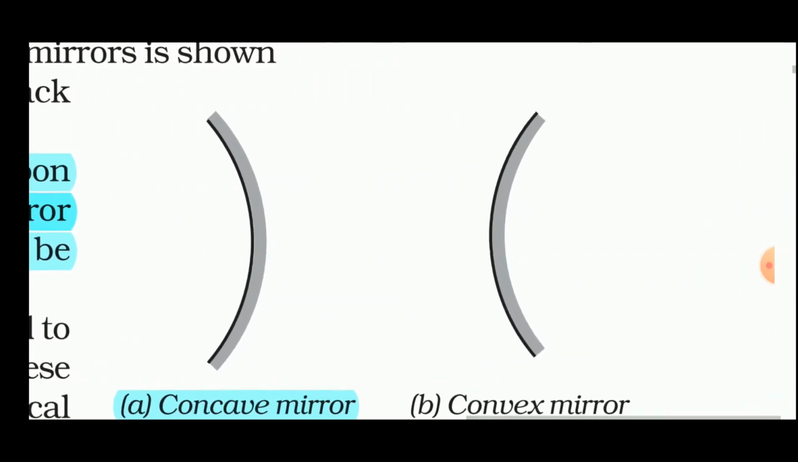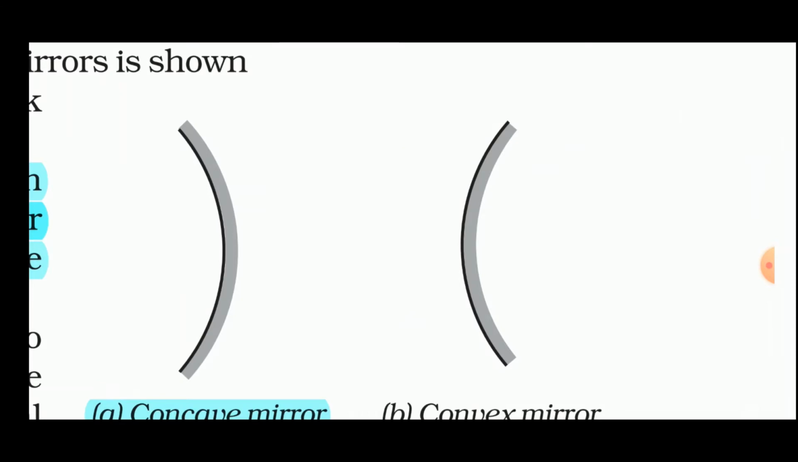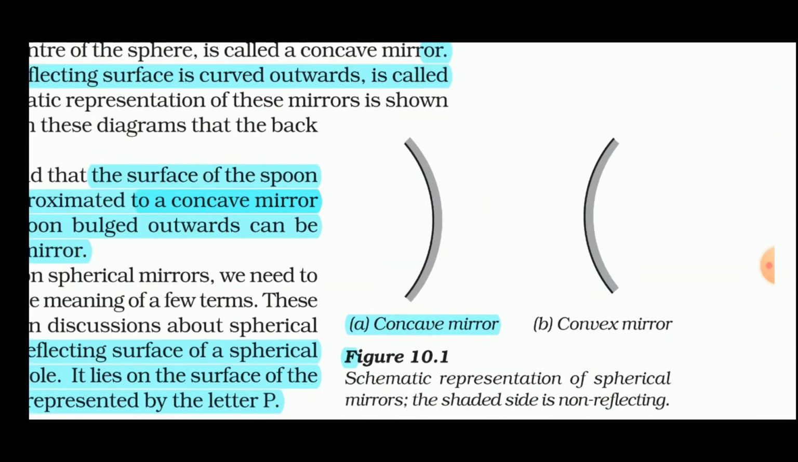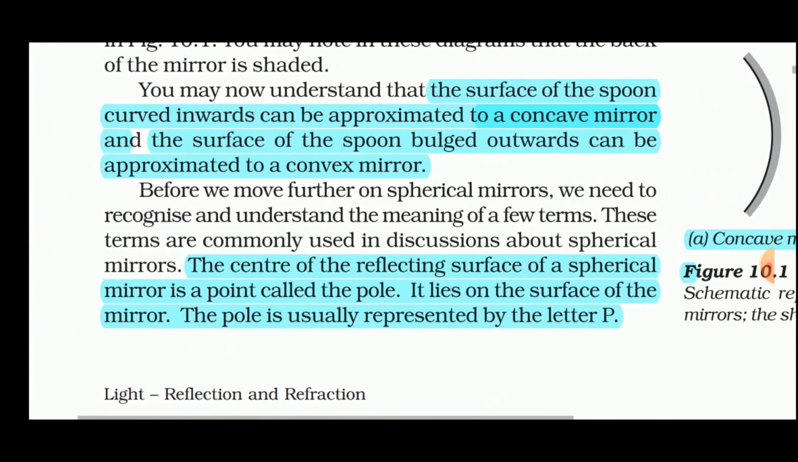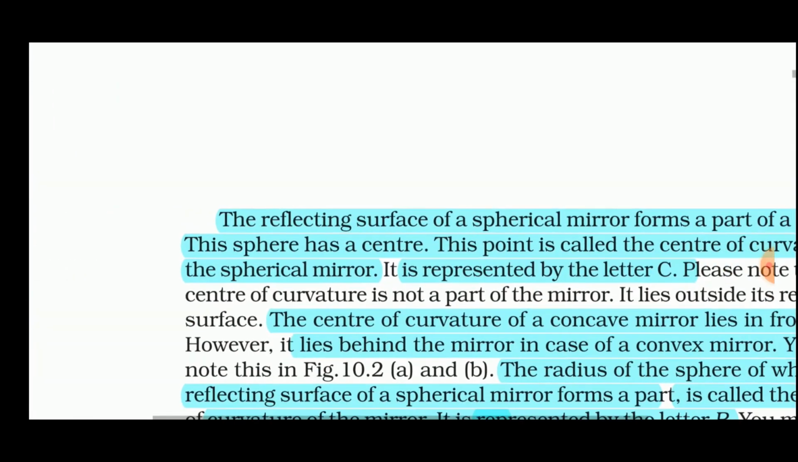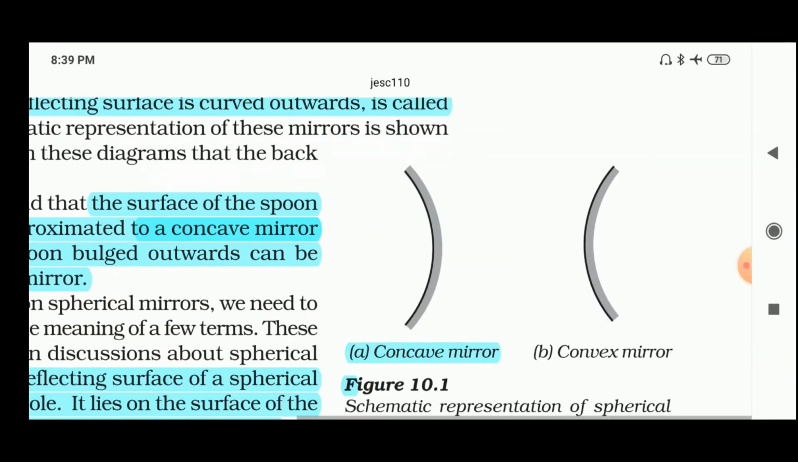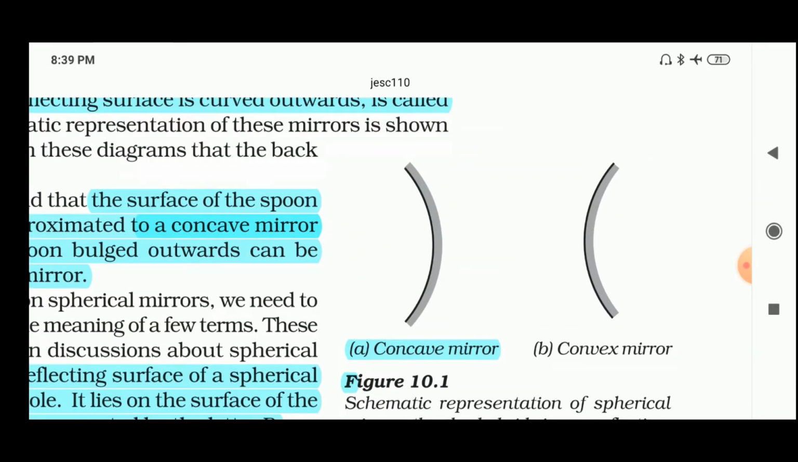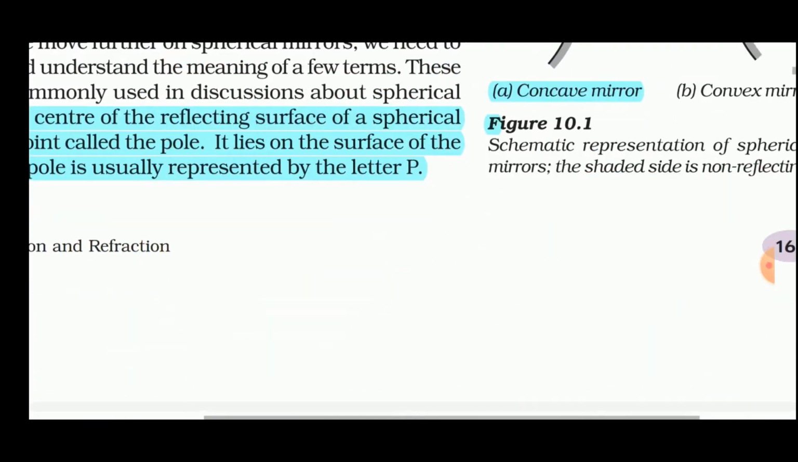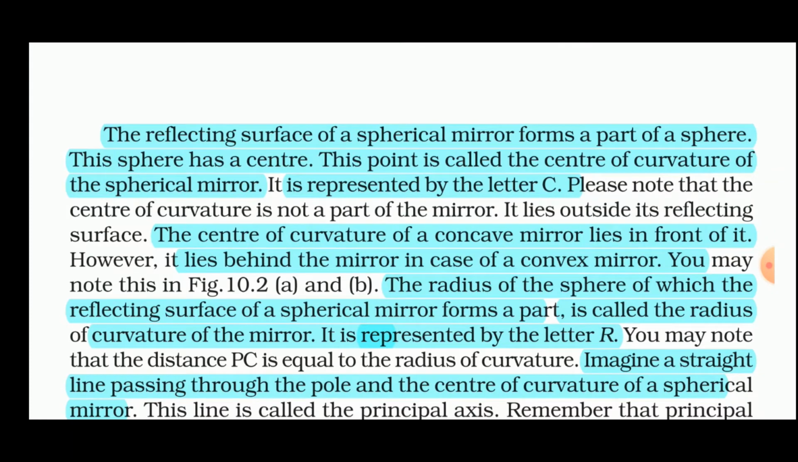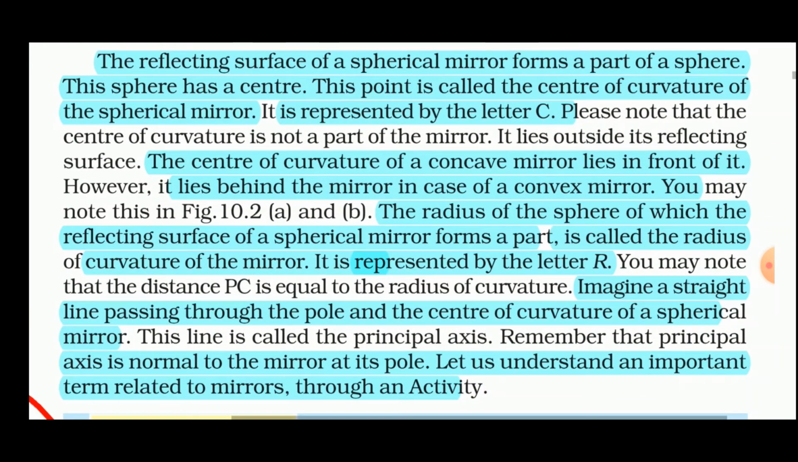Now for this convex mirror, the dark part shows the reflecting part. The center of curvature of the convex mirror lies behind the mirror. Clear? Next we will see the radius of curvature. The radius of the sphere of which this mirror is a part is called the radius of curvature, and it is represented by capital R.